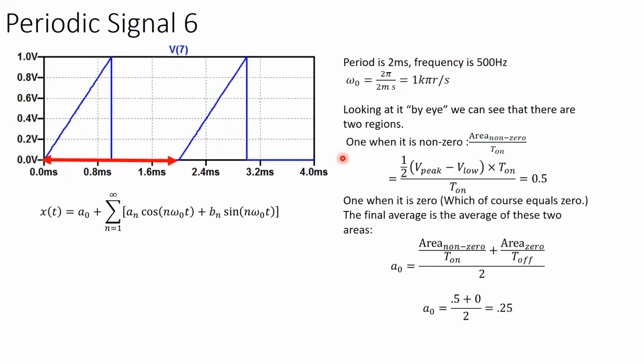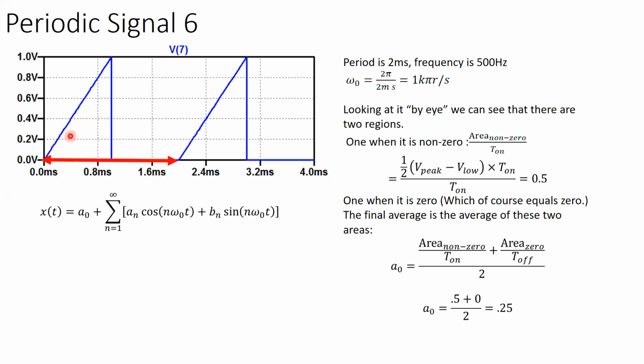But then we have another gotcha. Here's a square wave, a triangular wave, but you can see that it's on for some time and it's off for some time. It's almost like the pulse width modulated, right? Where it was on and then off. Here it's rising and then it's off. So the period is still 2 in this example, but there's 2 regions, one where it's 0 and one where it's not 0.